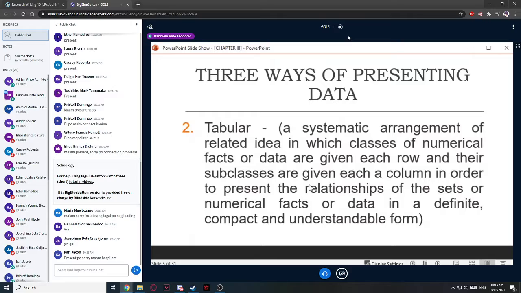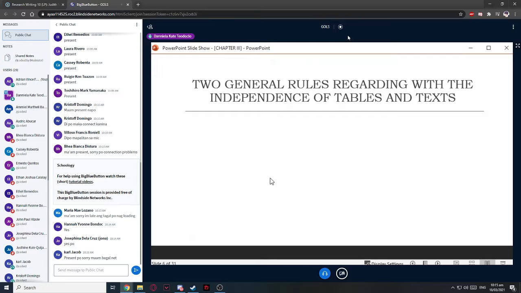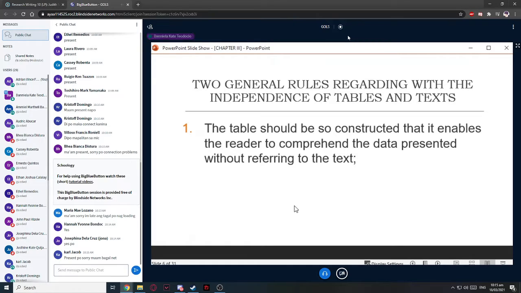And with that, we have a certain rule regarding the independence of tables and text. Now, it says here, first, the table should be constructed so that it enables the reader to comprehend the data presented without referring to the text. So the table should be understandable even before we read the text; we should already understand the content of the table.